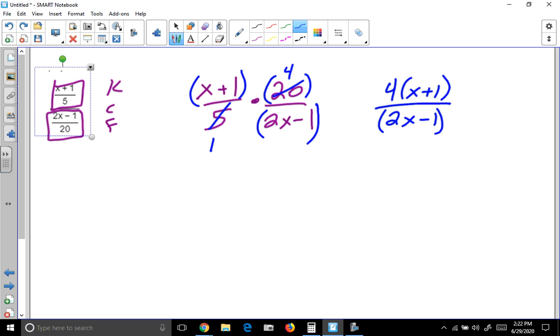None of those factors are the same, so none of them will cancel. And that's as far as we can go. No need to multiply that out.